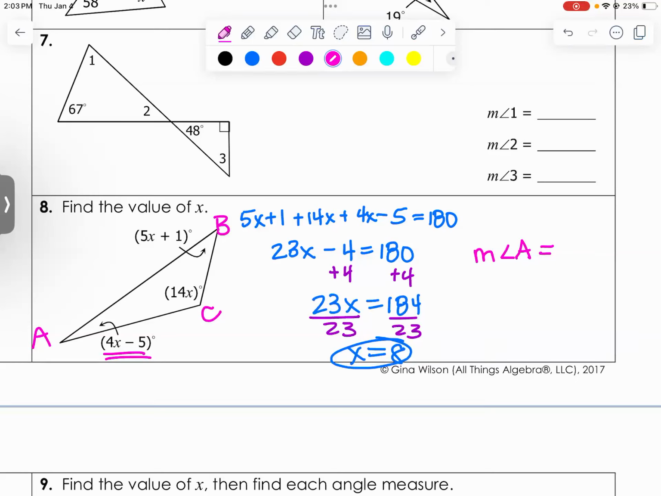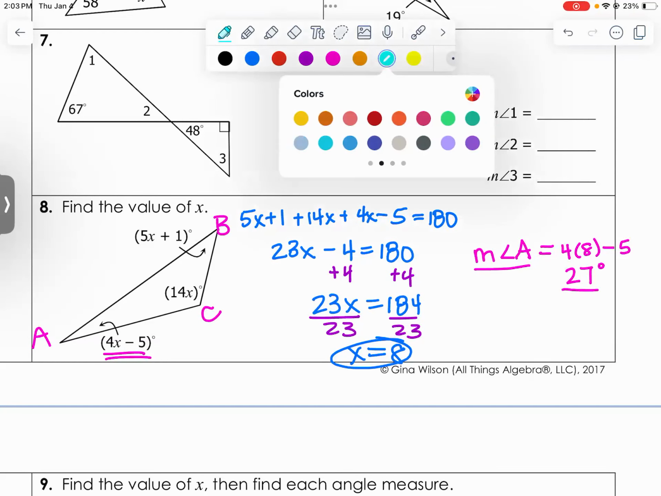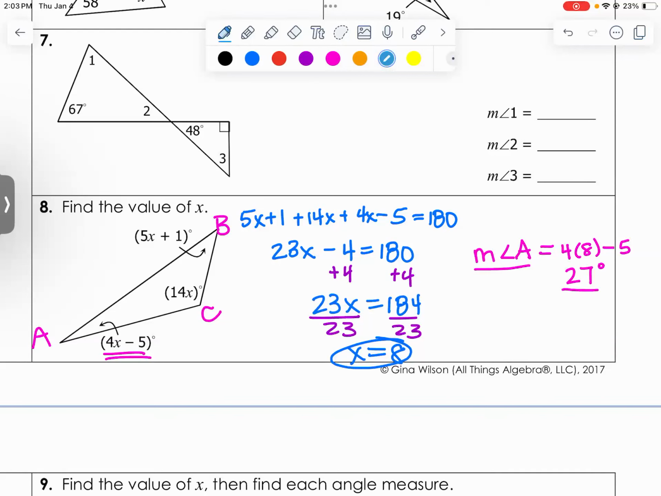Neither of those are right. Wait, what? 4 times 8 minus 5 would be 27. See, look, I did it. Nope. I just don't want to math today. Fair. That was a phenomenal threat.